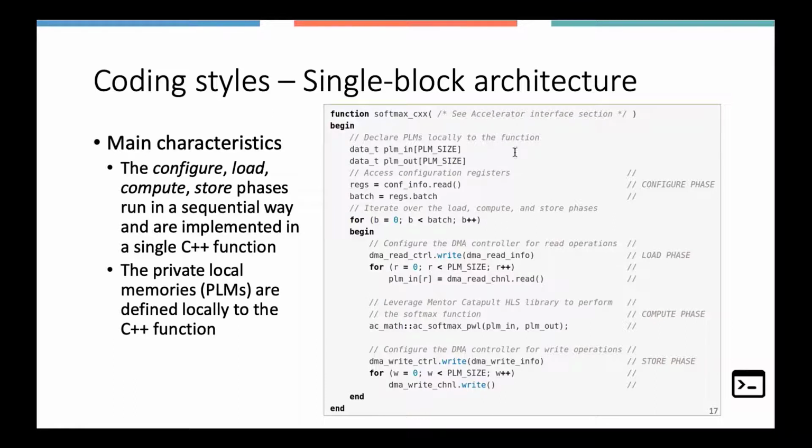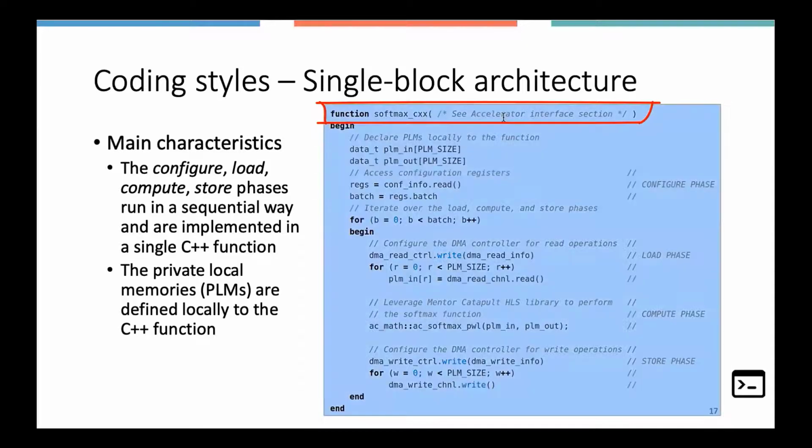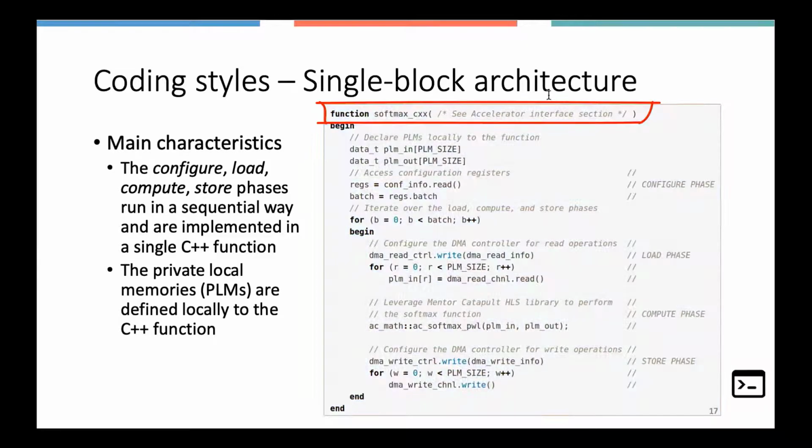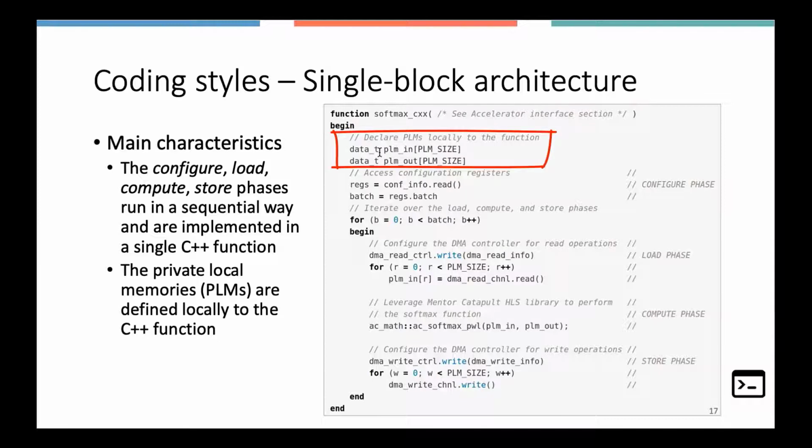On the top, we have the interface that we have previously defined, here, the signature of the function. And later on in the function, we define the local memories, the PLMs, as arrays. Then we have the configuration phase, where we read from the conf_info port the memory-mapped registers. In this specific case, we read the batch size of a softmax.